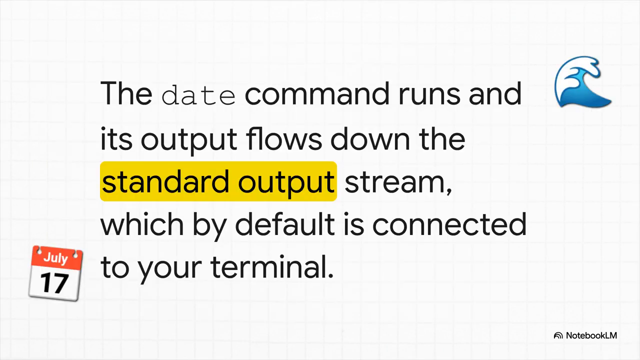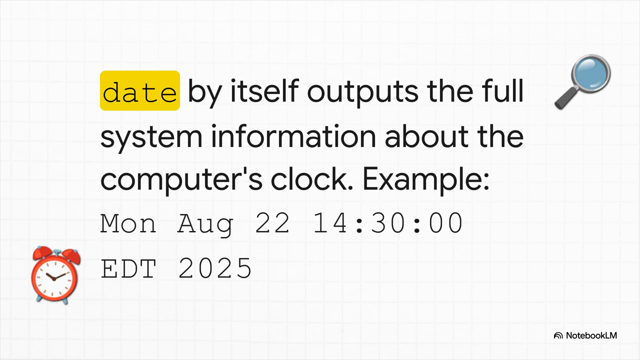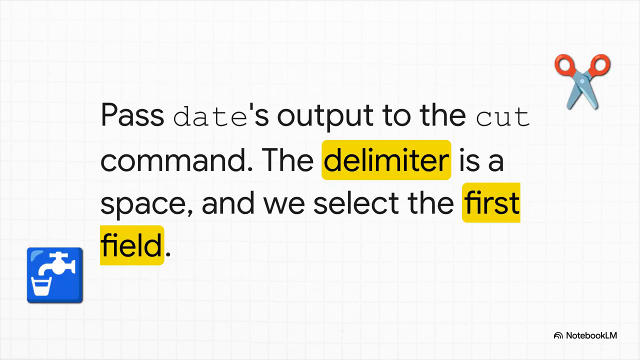All right, let's see this thing in action with a totally new command. So that new command is date. You type it in, you hit enter, and you get all this system info. The day, the month, the time, the year, the whole shebang. Now, this is useful, sure, but what if all we wanted was that little "Mon" at the beginning? How would we grab just that one piece? This is how we do it.